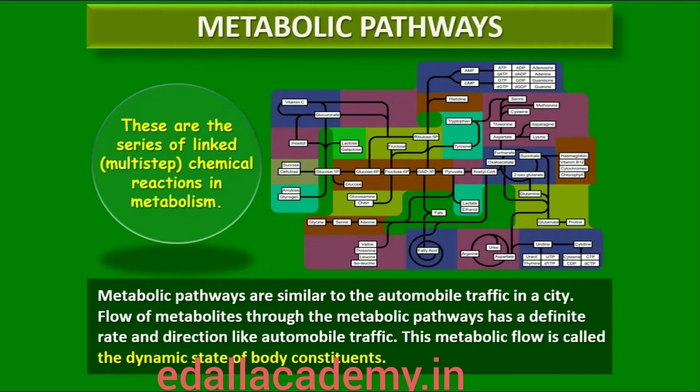Flow of metabolites through a metabolic pathway has a definite rate and direction, like automobile traffic. This metabolite flow is called the dynamic state of body constituents. What is most important is that this interlinked metabolic traffic is very smooth and without a single reported mishap for healthy conditions.